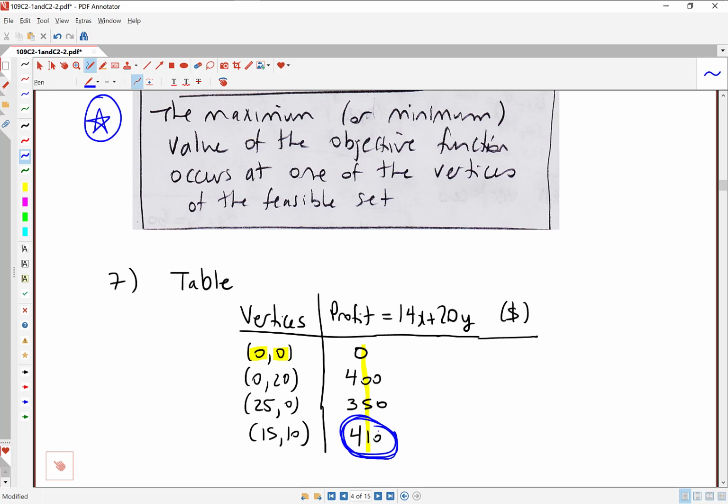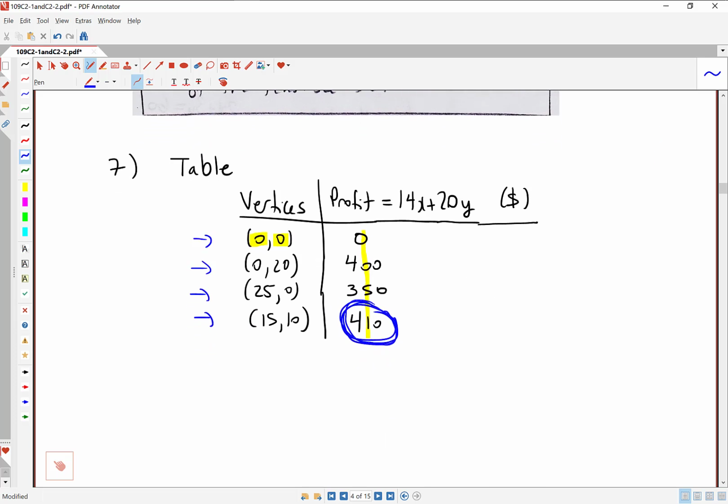Remember, we know that the maximum or minimum occurs at one of the vertices. So it's enough just to look at the different vertices of your feasible set and calculate the profit for those vertices. And then the biggest number on the list, that's your maximum. So we're going to do one short final step.